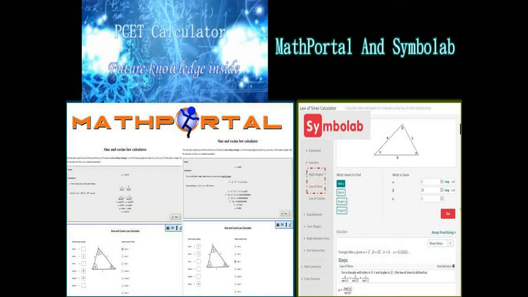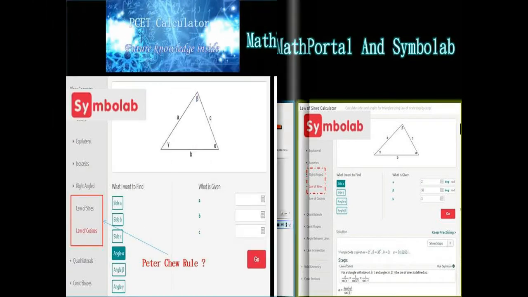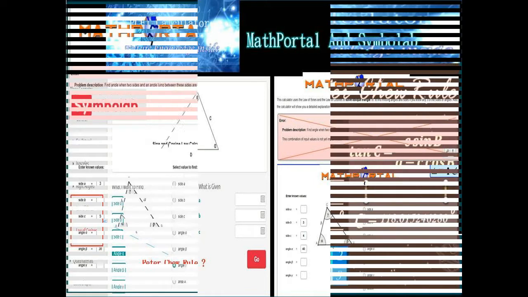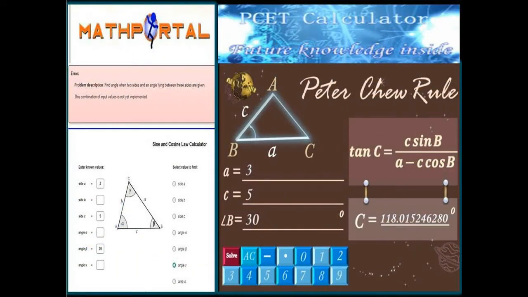MathPortal and Symbolab can solve problems that can be solved directly by sine rule or cosine rule. MathPortal and Symbolab cannot solve problems that the sine or cosine rule cannot directly solve. The PCET calculator can solve the mentioned problems, because the PCET calculator has future knowledge, Peter-Chew rules.